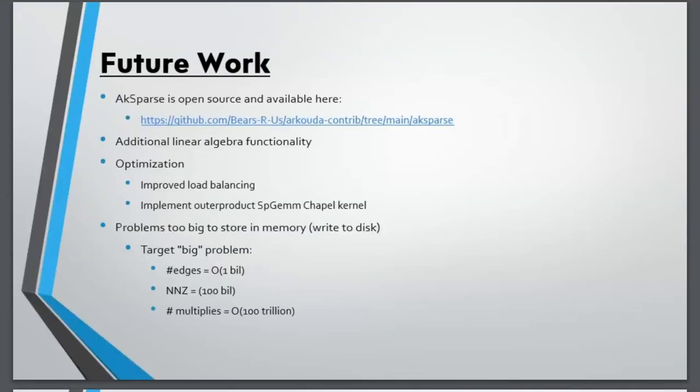And on that note, AK Sparse is open source, as Arkouda is, and it's a work in progress. You can use it in its current state right here at this link. And in the future, we're looking to add additional linear algebra functionality. Probably most importantly, there are some optimizations in the immediate future to improve the load balancing and implement more of that algorithm on the Chapel side of the Arkouda divide, so as to minimize even more of the communication cost and message passing. And also, we're going to implement the ability to write to disk so you can store even larger amounts of data.